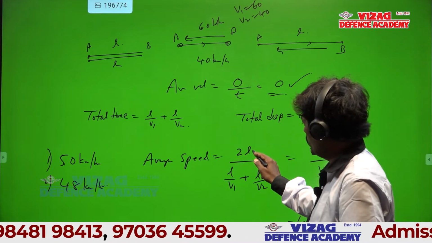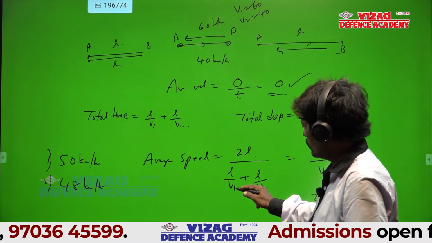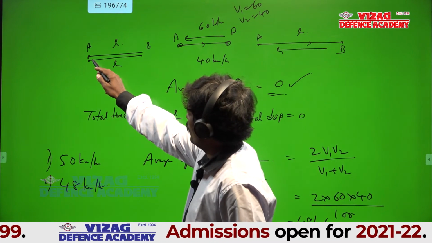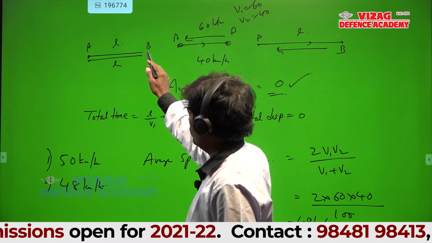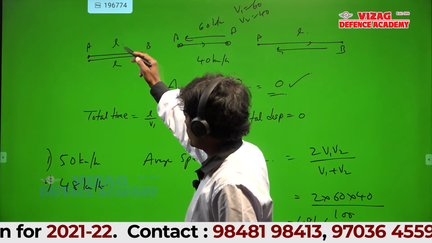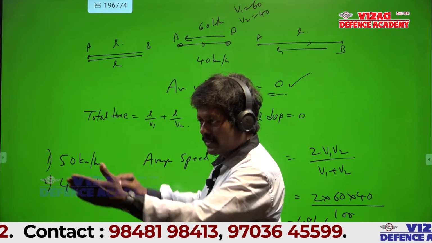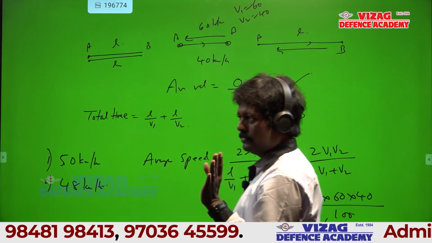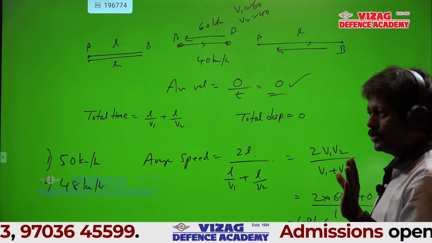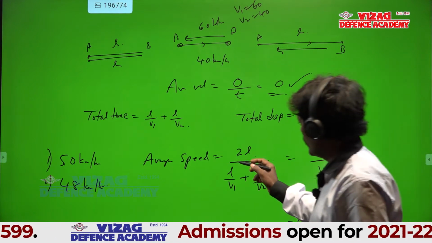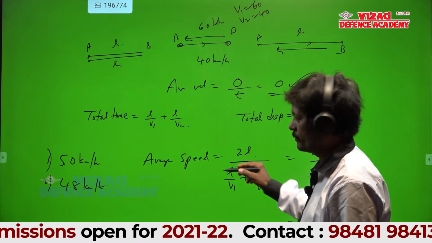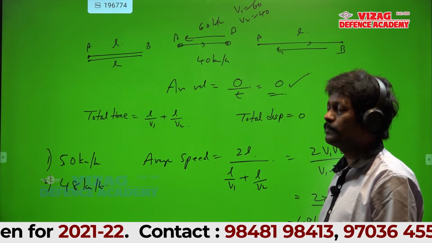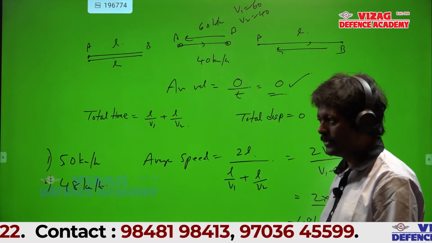Total distance is 2L. Total time: while going it is L, time taken is T1 while going. Going and coming are not the same time. So L by V1 gives you what? Time while going. Displacement by speed gives you time.